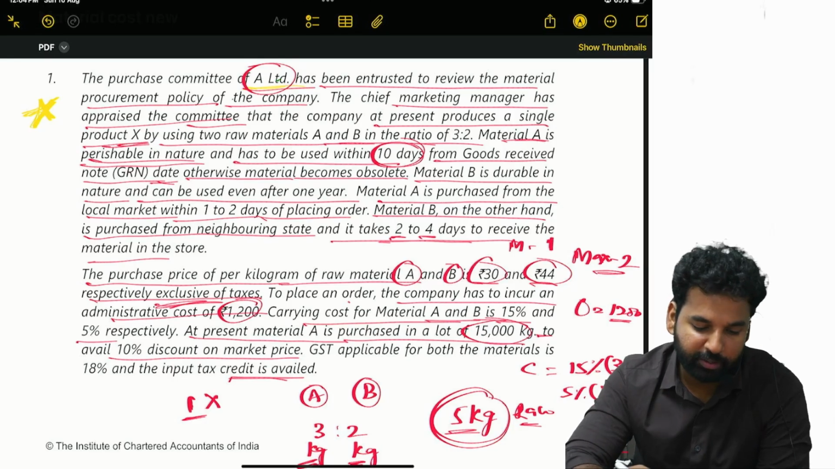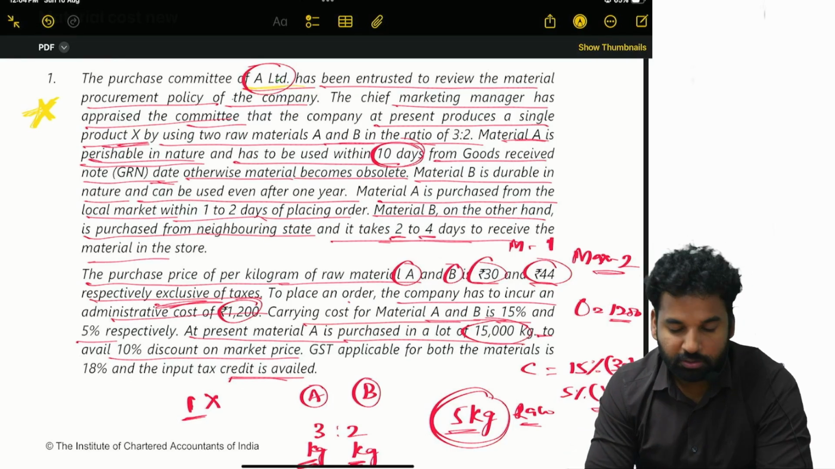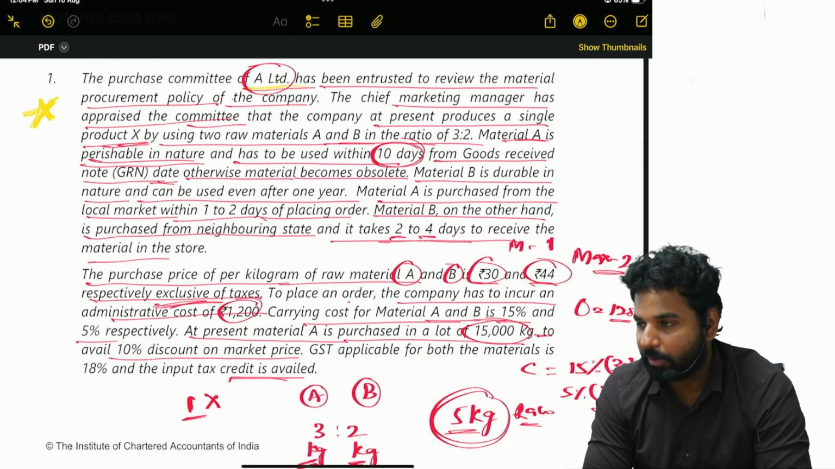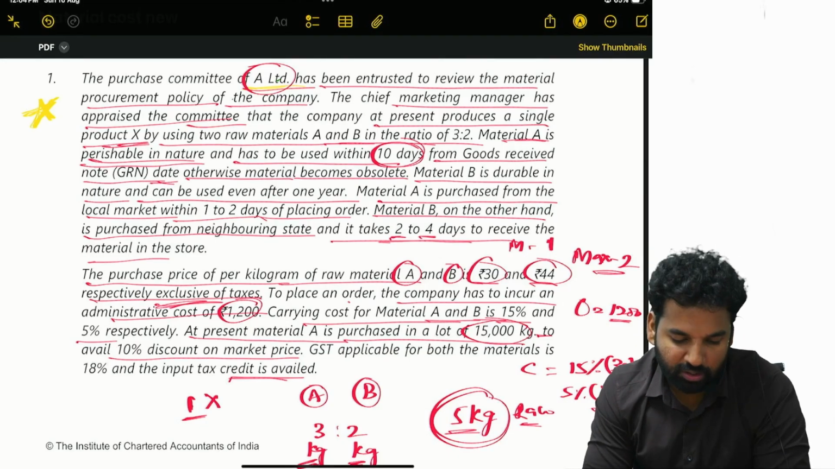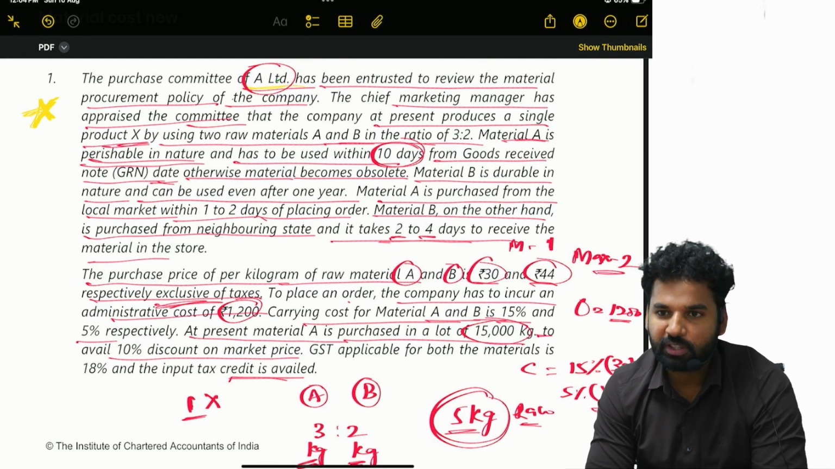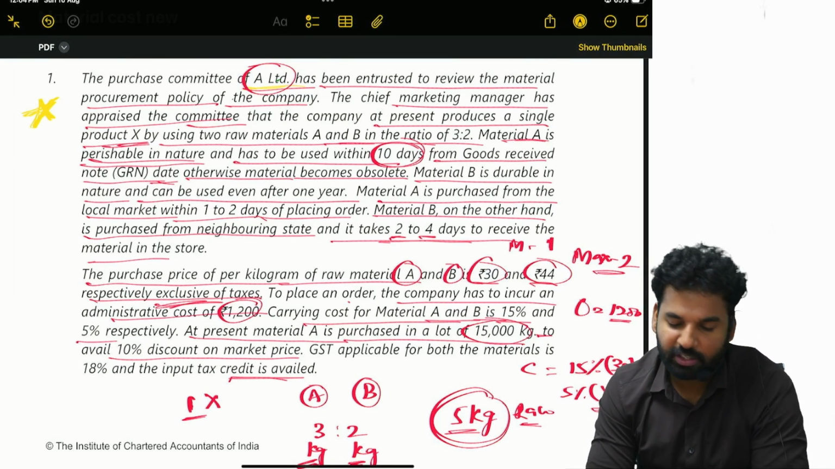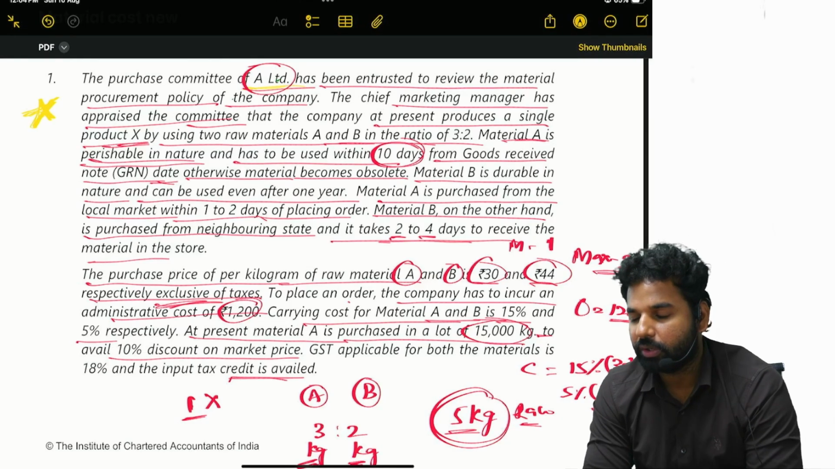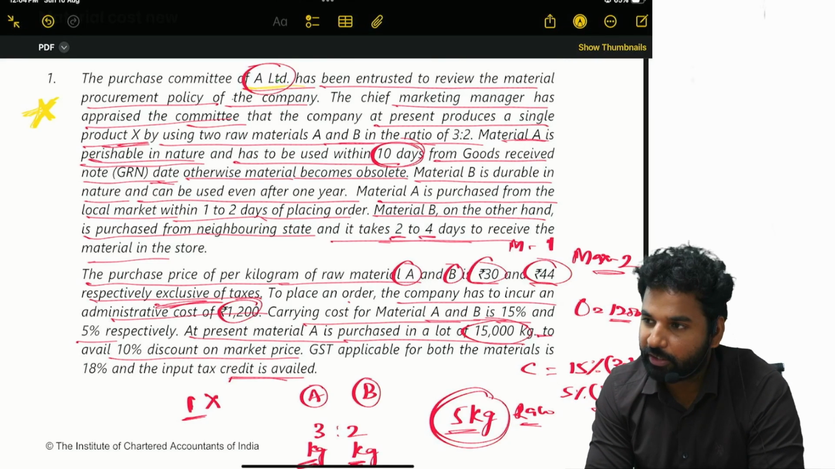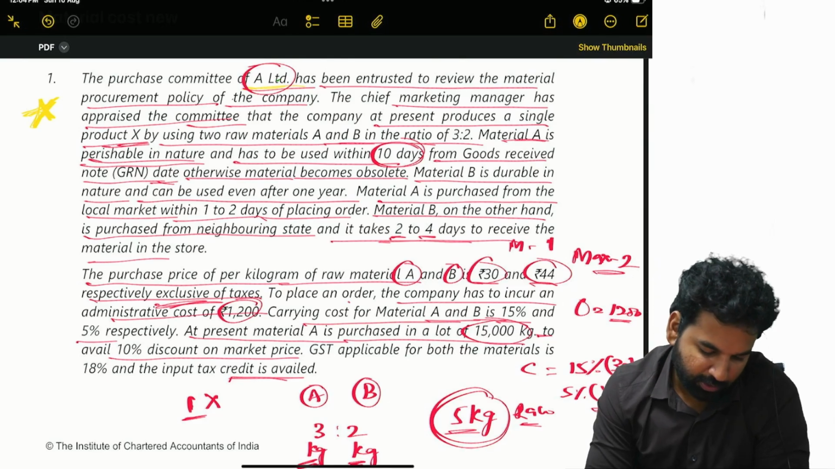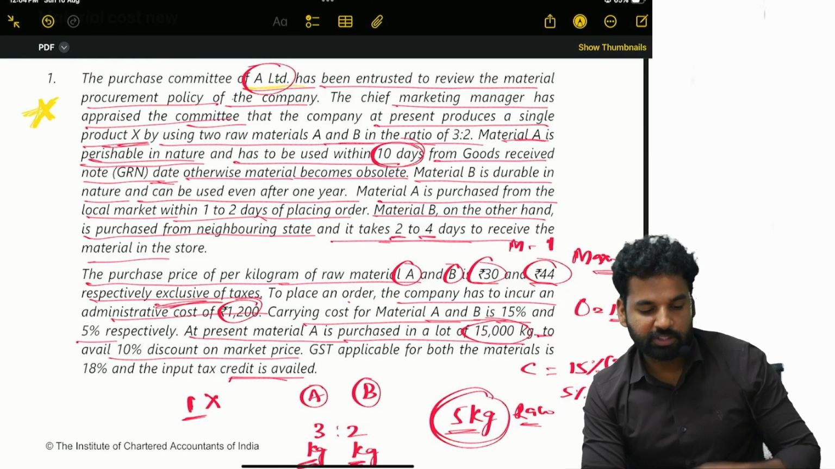Lead time is given for A as 1 to 2 days, and lead time for B is 2 to 4 days. Purchase price is given for A and B: A is 30, B is 44. Ordering cost is 1200. Carrying cost is 15% and 5%. At present, A is purchased in lots of 15,000 kg in order to have a discount of 10%. So we can get it at 27 rupees. GST credit is available too. So this is the summary.